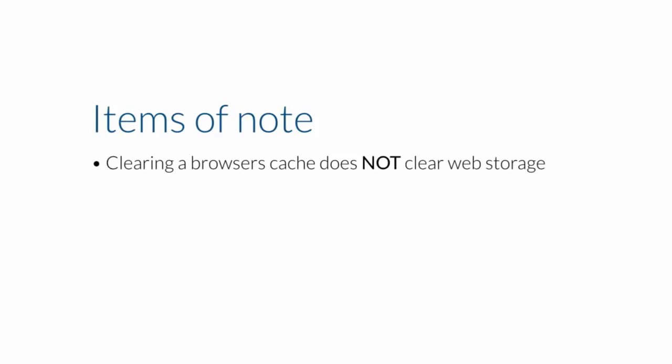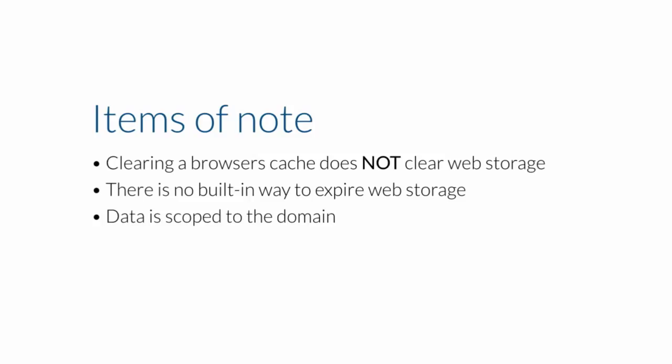Some items of note. Clearing a browser cache will not clear web storage. So if someone goes in and does the typical clear my cache, it won't touch your web storage. That's fine. But there's also no built-in way to expire it, like you can with a cookie. You can't say this is only good through such and such a date. You would have to also store something in your web storage and then do manual checks to see if it's something that you want to expire or not. And also, like I showed in the example, it's scoped to the domain.